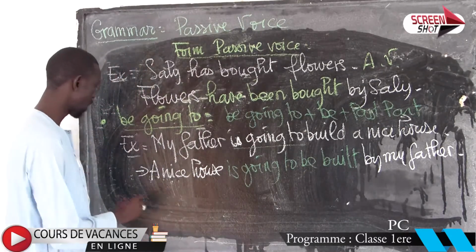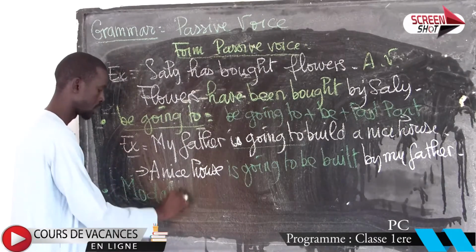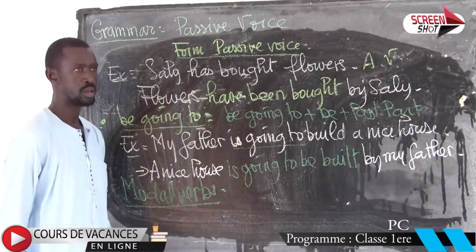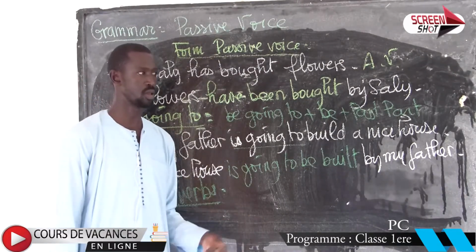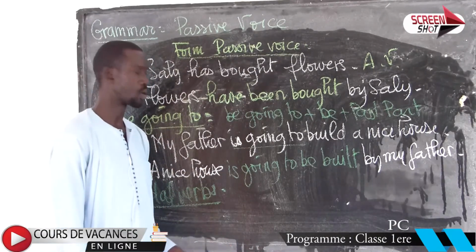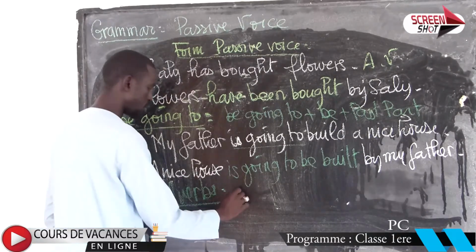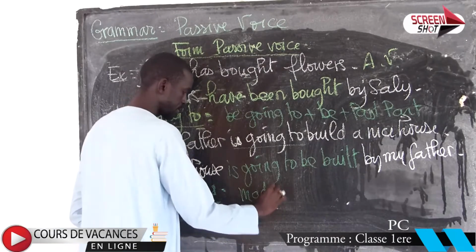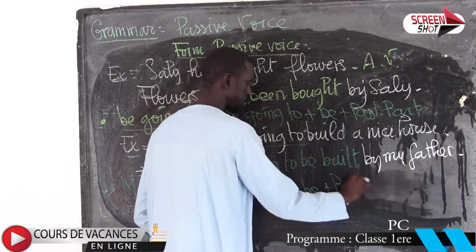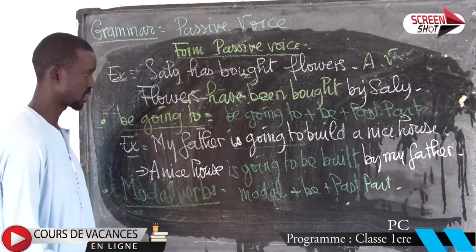But now, if you have modal verbs in a sentence, can or may or must, could, will, would, shall, something like that, this is what we call the modal verbs. So here also it's not difficult. We have modal plus be plus the past participle. Modal plus be plus the past participle.